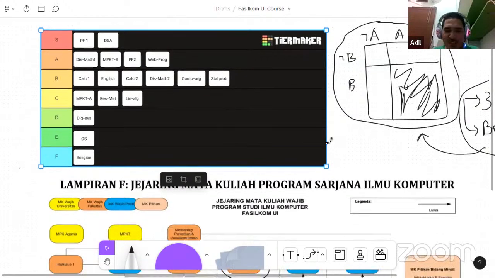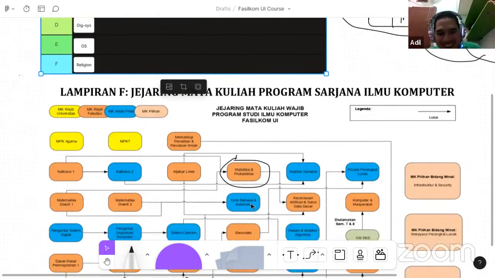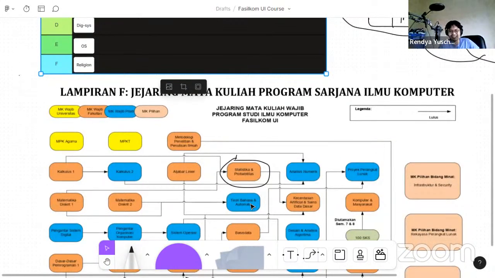That's fair. Let's move on to the next one. Language and automata theory. I want to hear your opinion first. What do you think about theory bahasa?